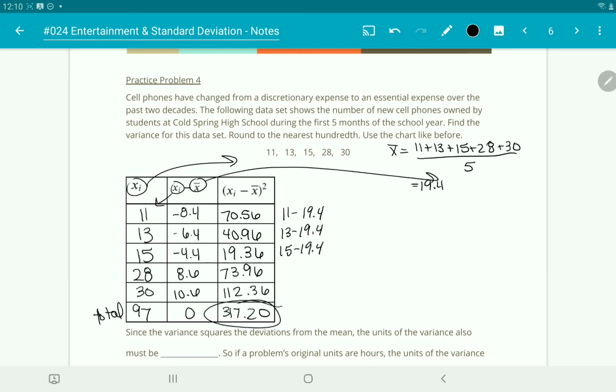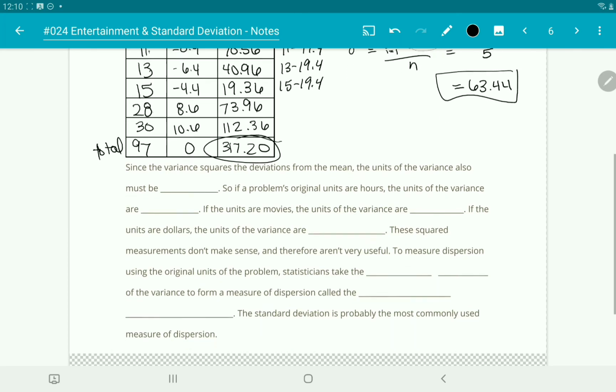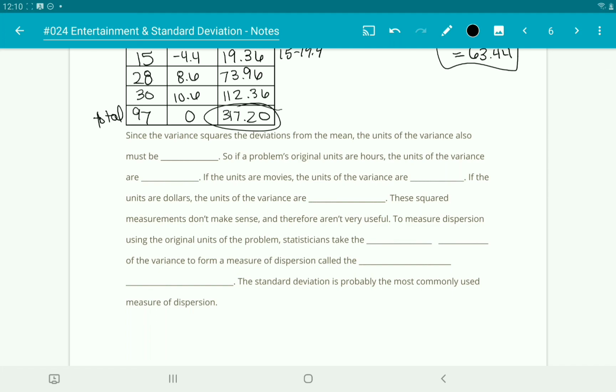So this is what we need. Sigma squared is going to be the sum of all of these numbers, where we took each number, subtracted the mean, and squared it. If we add them all together, we get this 317.20. We did this for each number, added them all together, and then we divide by the number we have. We have 1, 2, 3, 4, 5 numbers here. And if we calculate that, we get 63.44. So that's going to be the variance. Since the variance squares the deviations from the mean, the units of the variance also have to be squared.